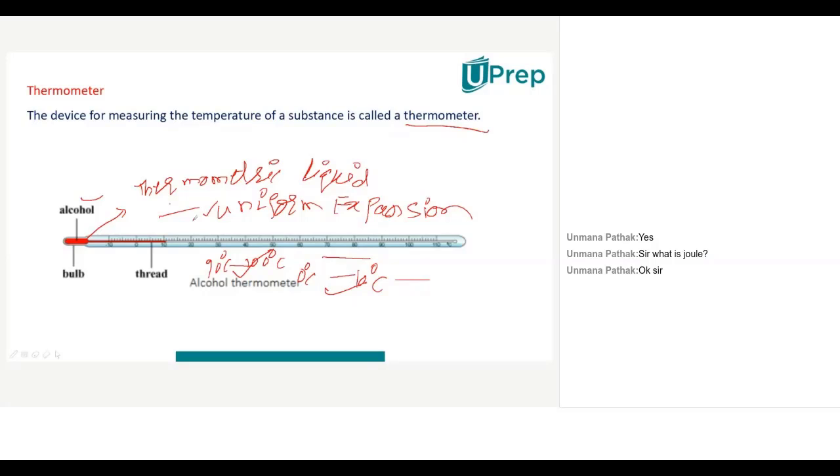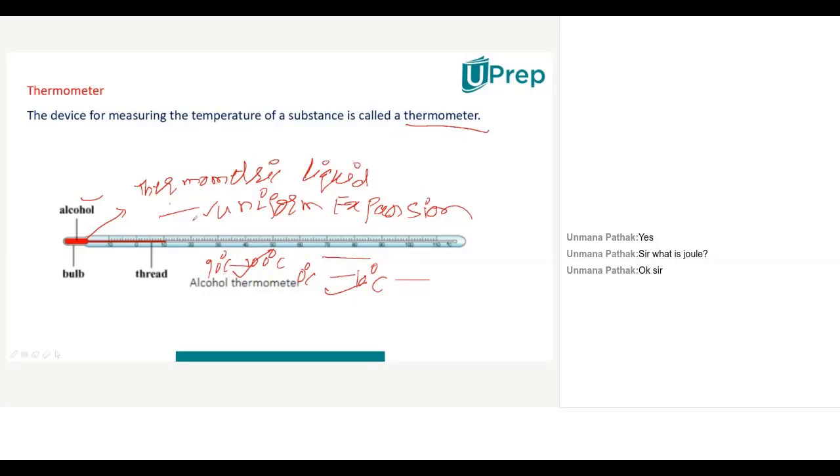So, like, mercury is the only metal liquid at room temperature. So, like, whatever temperature it is, it will go to that. So then they can tell what your temperature is. Okay. Bhavya: Sir, I think it's uniform expansion.